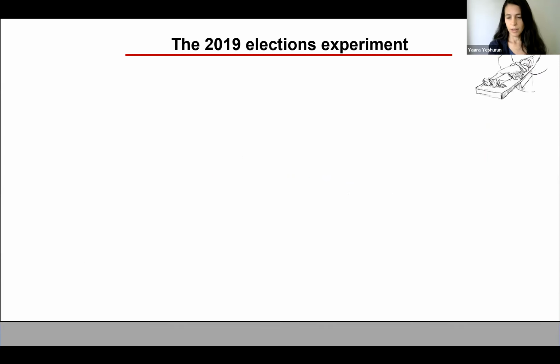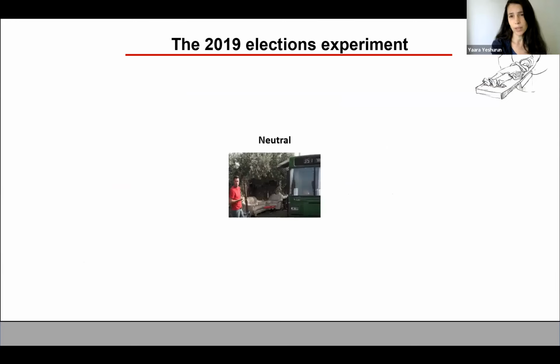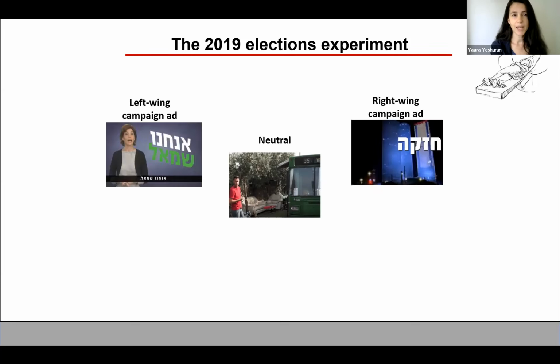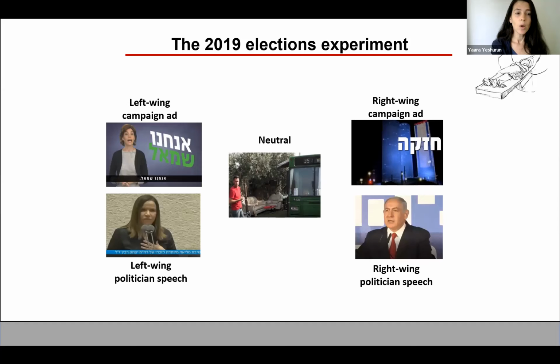And in the project I'm going to describe today, we analyzed 5 movie clips. The first one was a neutral movie clip about a guy that turned a bus into his home. 2 campaign ads, 1 left-wing and 1 right-wing, and 2 political speeches, one by a left-wing politician, Shahar Arzy, and the other by a right-wing politician, Benjamin Netanyahu.